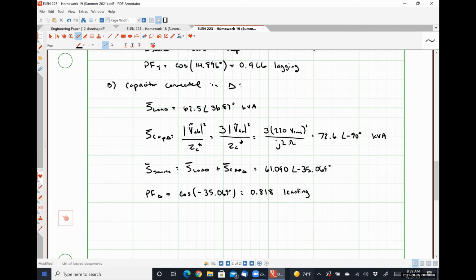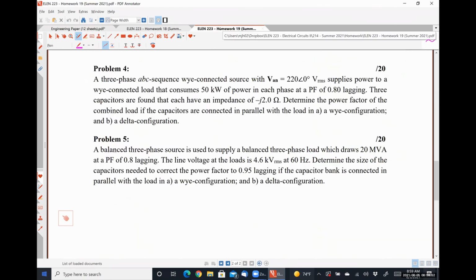All right, let's look at problem 5. Problem 5 says we have a balanced three-phase source supplying a balanced three-phase load, which draws 20 megavolt amperes at a power factor of 0.8. The line voltage at the load is 4.6 kilovolts RMS at 60 hertz. Determine the size of the capacitors needed to correct the power factor to 0.95 lagging if the capacitor bank is connected in parallel with the load in a Y configuration and a delta configuration. So that is the exact example that we worked, except with different numbers at the beginning of class. So I feel pretty strongly that you can figure that one out.